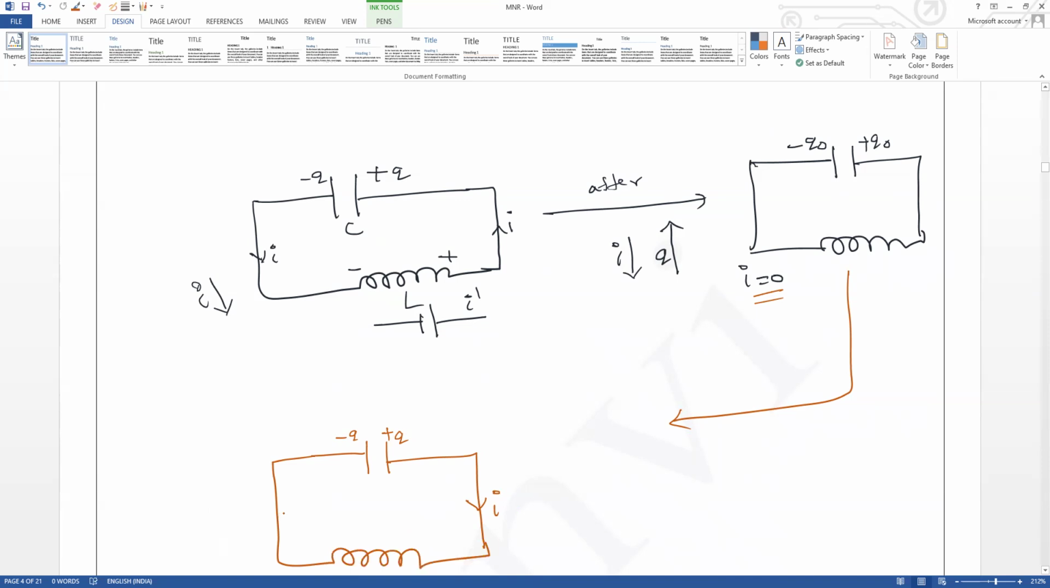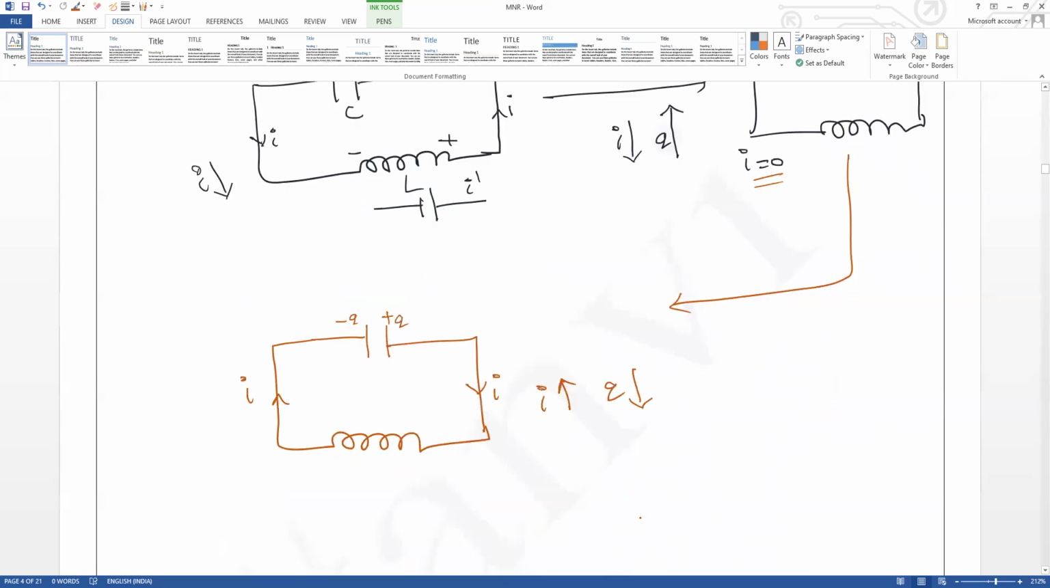Now again, is the current increasing or decreasing in the circuit? I is growing. Charge is decreasing, so will the inductor oppose or support? Oppose. Oppose means what? See that, now the direction of the induced current is reverse.